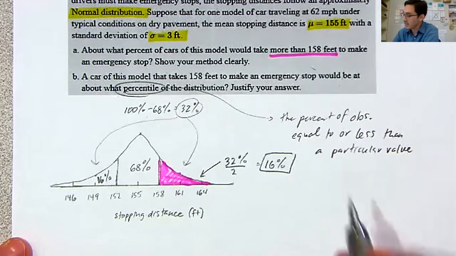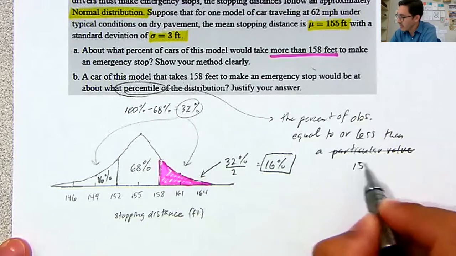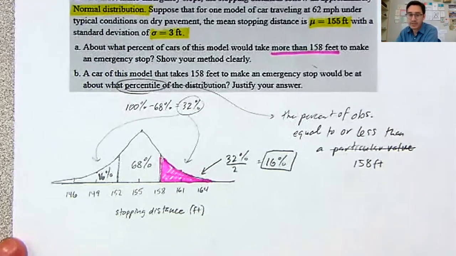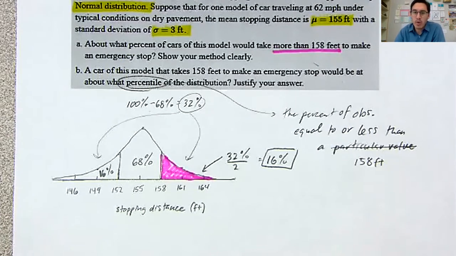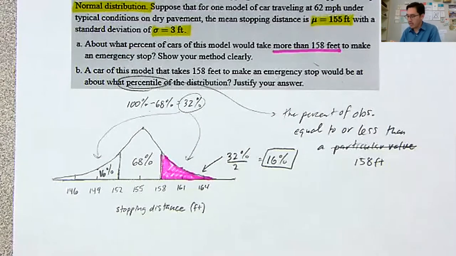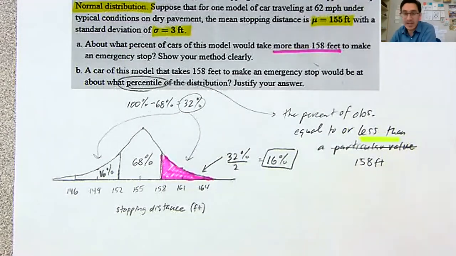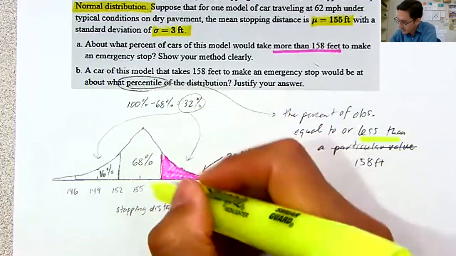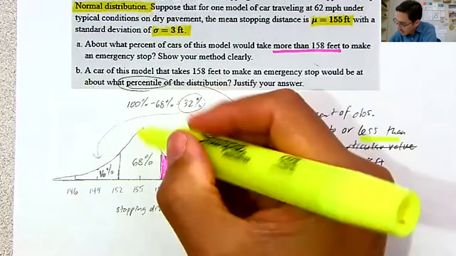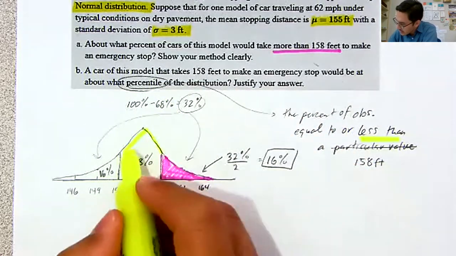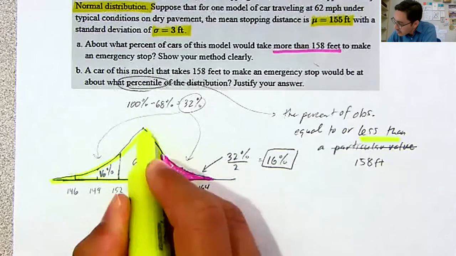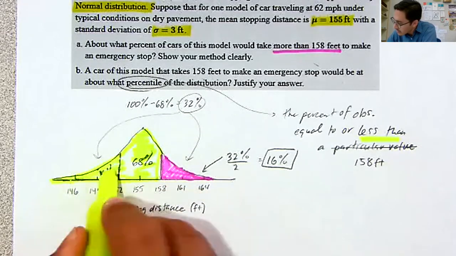Okay, but in this case, that particular value is 158 feet. So we're trying to figure out what percent of cars would have a stopping distance that's 158 feet or less. And because of the phrase less than, we're going to shade everything to the left of 158 feet. So find 158 on the number line, and then we're just going to shade all of this.